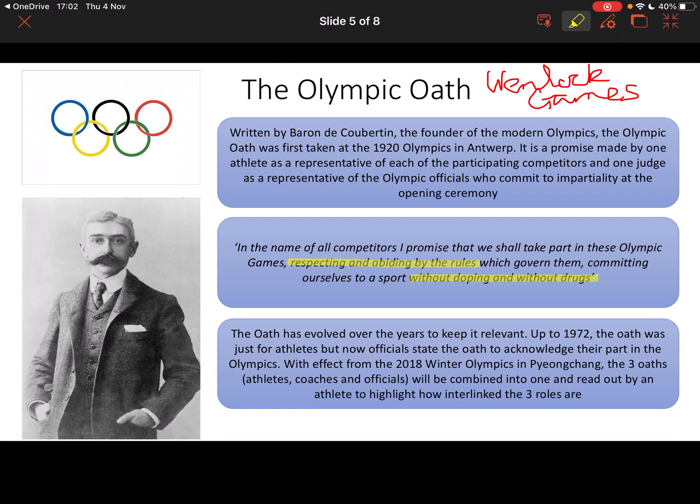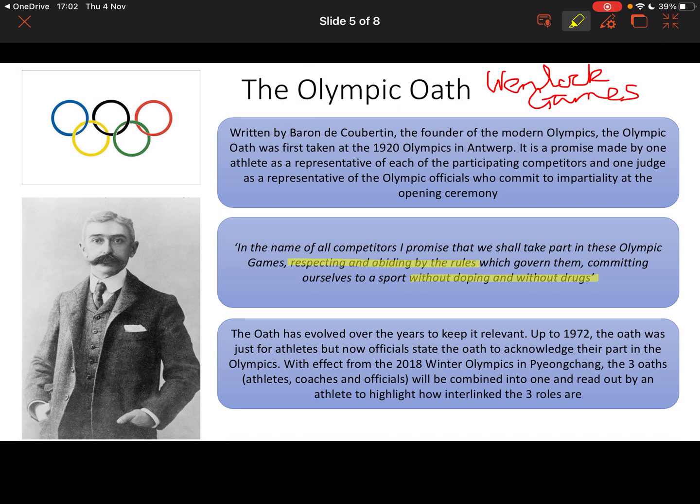An athlete and a judge as a representative of the Olympic officials would basically, the athlete would say that oath, and they're a representative, speaking for the rest of their Olympic team. You can see in the final box it has evolved over the years, to keep it relevant. So in 1972, when the Olympic Games were in Munich, the oath was just for athletes, but then officials stated the oath as part of it, so it was broader, not just for athletes but also coaches.